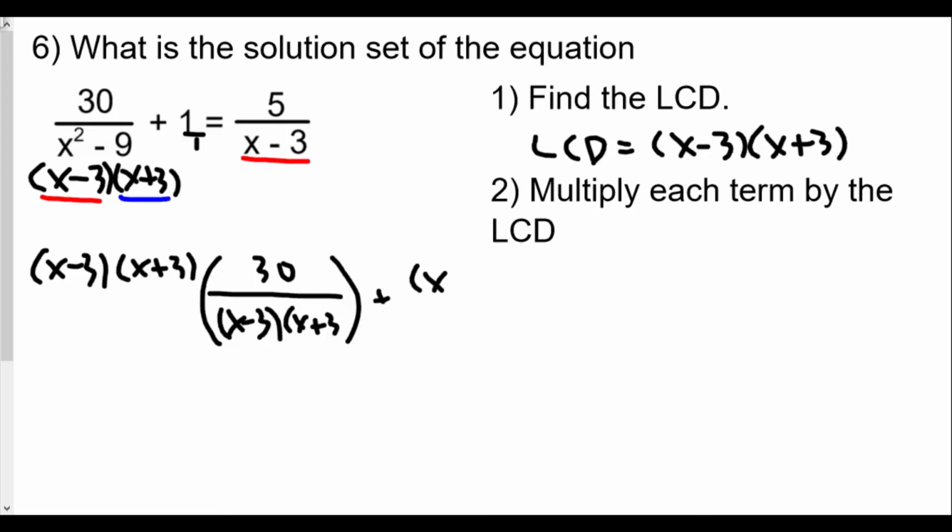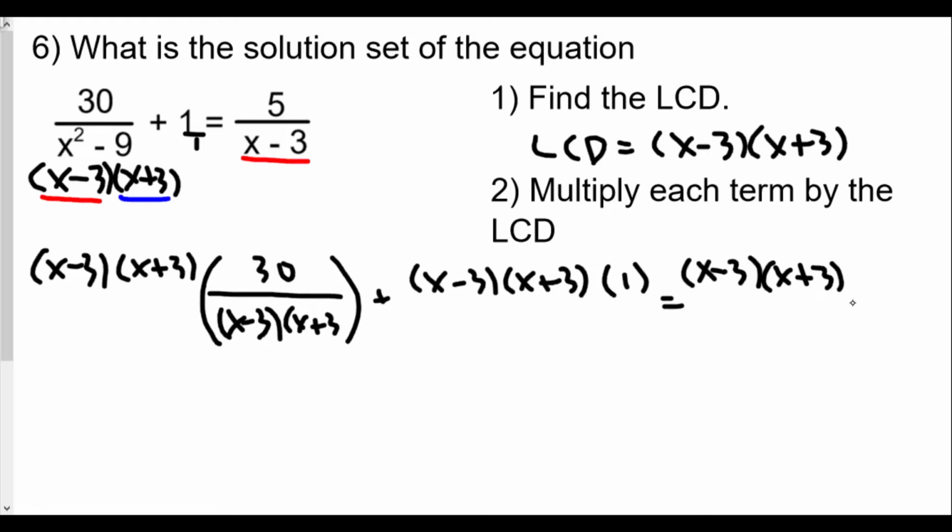Plus x minus 3 times x plus 3 times that 1, and set equal to x minus 3 times x plus 3, right, times 5 over x minus 3.